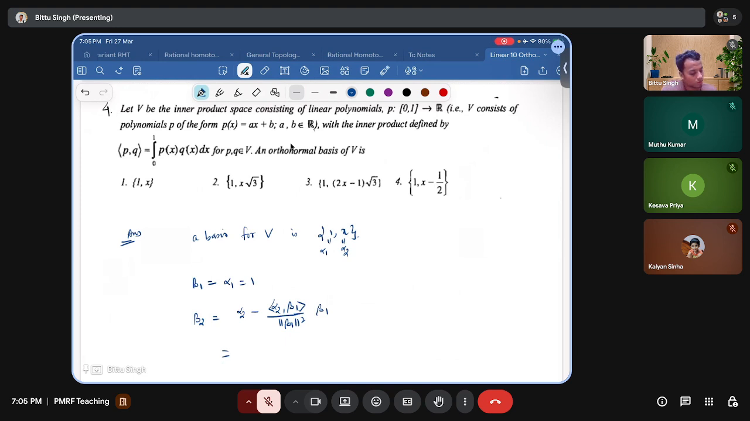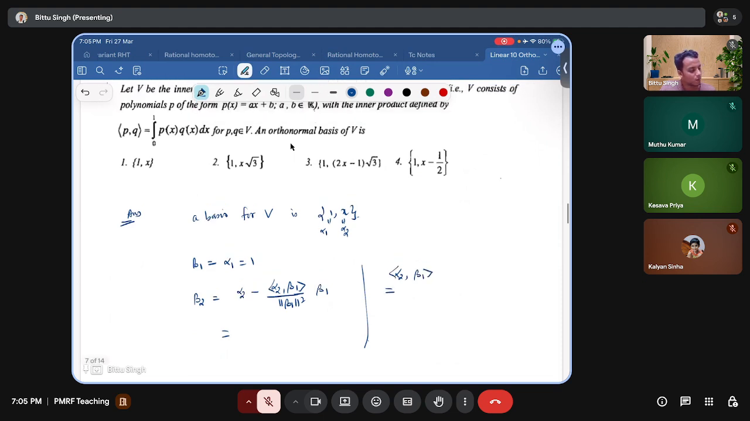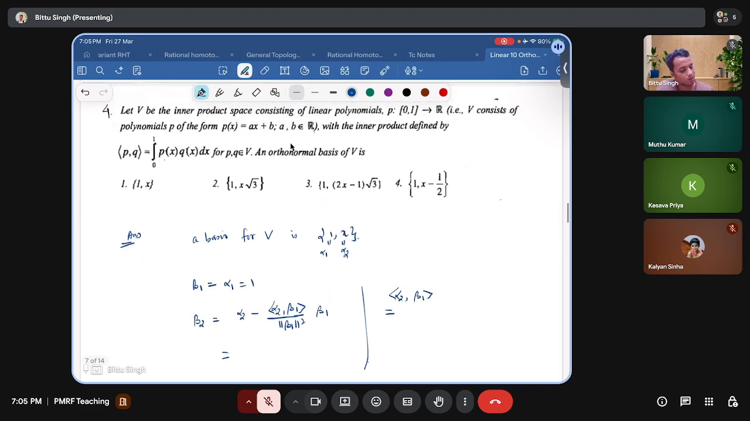Now we need to calculate those values. First thing is alpha 2 inner product beta 1. Alpha 2 is x. So the formula is this: x times beta 1. Beta 1 is 1. So the integral of x times 1 dx, from 0 to 1, which is same as x square by 2, 0 to 1, that is half.